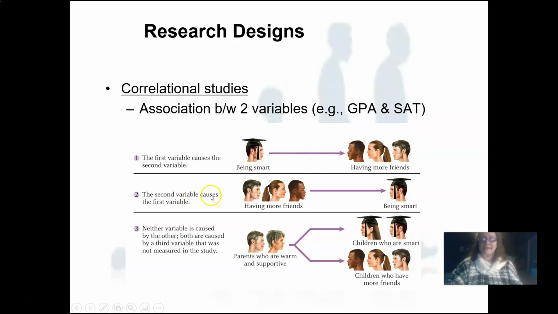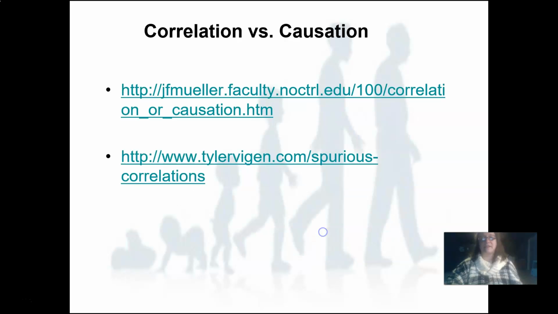The problem with this is that if it's a correlational study, we don't know for sure if one causes the other. So this graphic shows us that being smart could cause you to have more friends, having more friends could make you smarter, or it could be that your parents are great and now you're really smart and you have lots of friends. So we don't really know what the causal factor is in a correlational design.